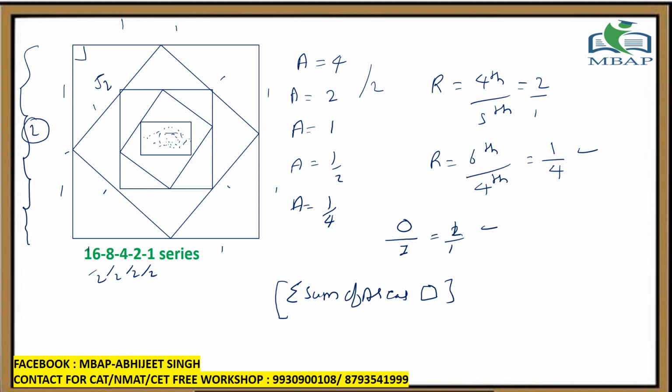You all know this is nothing but the sum of an infinite GP. The sum of an infinite GP is given by which formula? A divided by 1 minus R. What is this R? It's the common ratio.